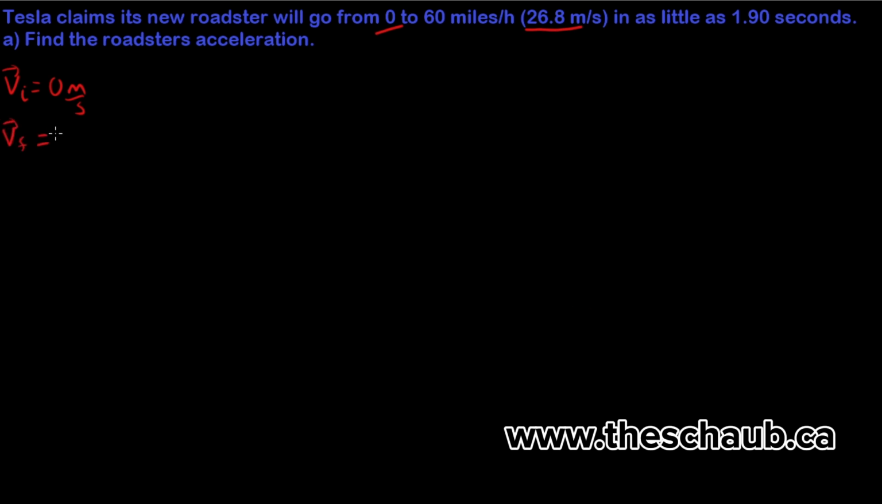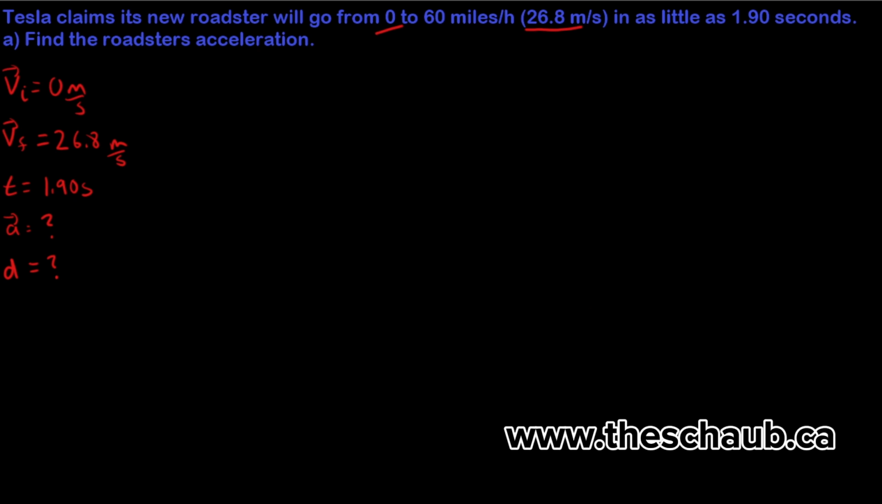It's the velocity we're getting to, 26.8 meters per second in as little as 1.9 seconds. So our time is equal to 1.9 seconds. Find the Roadster's acceleration. So the acceleration is our unknown. And we also know that in part C, we're going to be looking for the distance. So we can write down the distance, and it's also going to be one of our unknowns. And on the right, we'll just draw a little diagram.